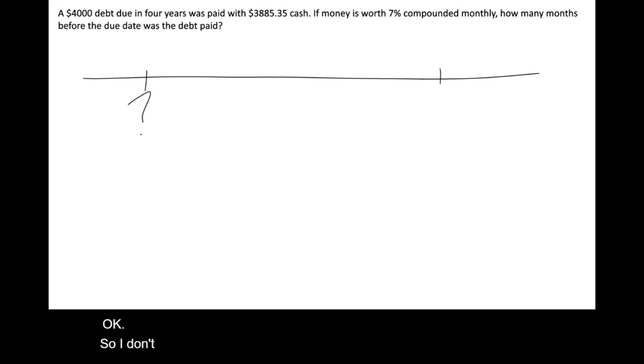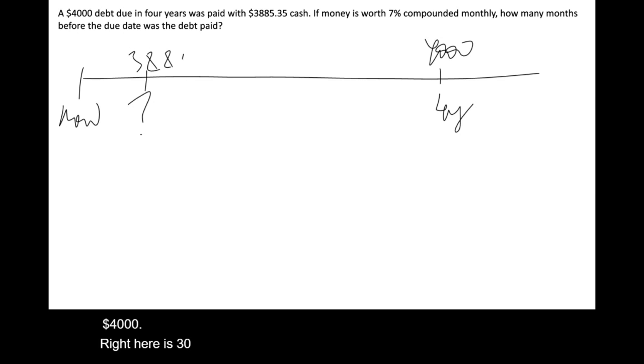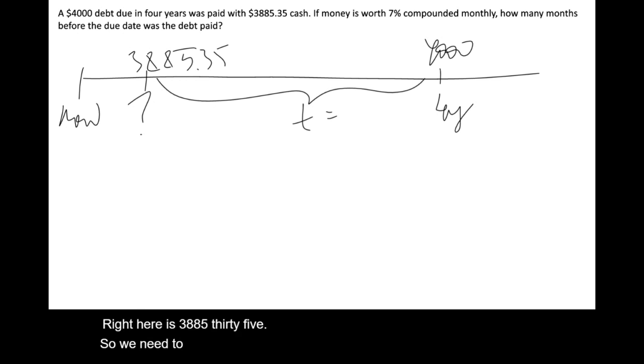Okay. So, now 4 years, $4,000. Right here is 3885.35. So we need to find the t. Correct, guys? Does everyone understand the question? Okay, looks like correct.